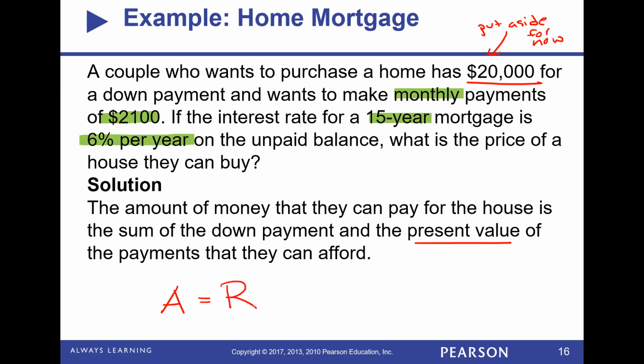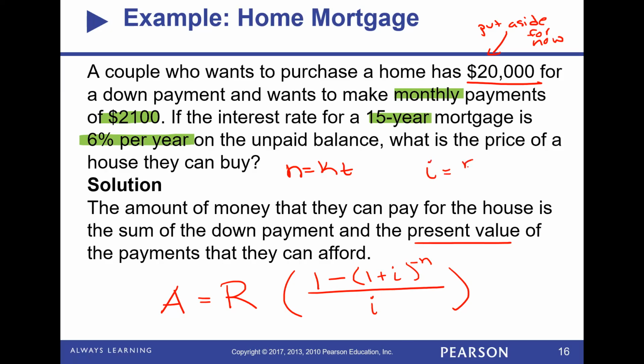That's A equals R times, and then looking for our big fraction: 1 minus parentheses 1 plus i to the power of negative n, all over i. So again, starting off with the stuff that we need, I need n and I need i. Remember, n is k times t, and i is going to be r over k.